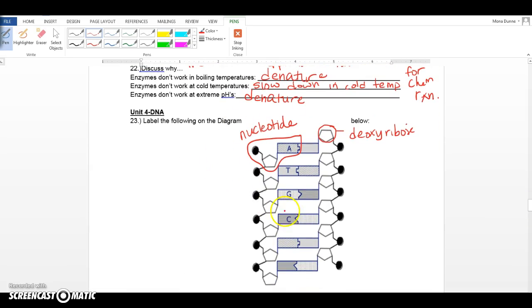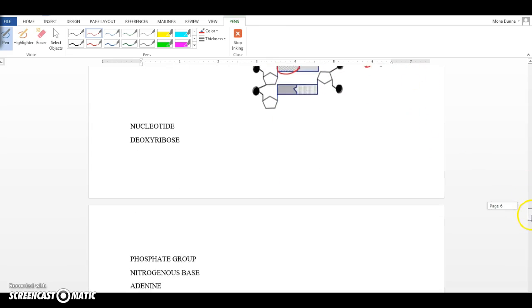So one of these guys, okay, I'm just going to label one of these. This is a nitrogenous base. This one's cytosine, guanine, thymine, and adenine. So there's 4 different types in DNA. Our phosphate is right here. And I think we've got everything.